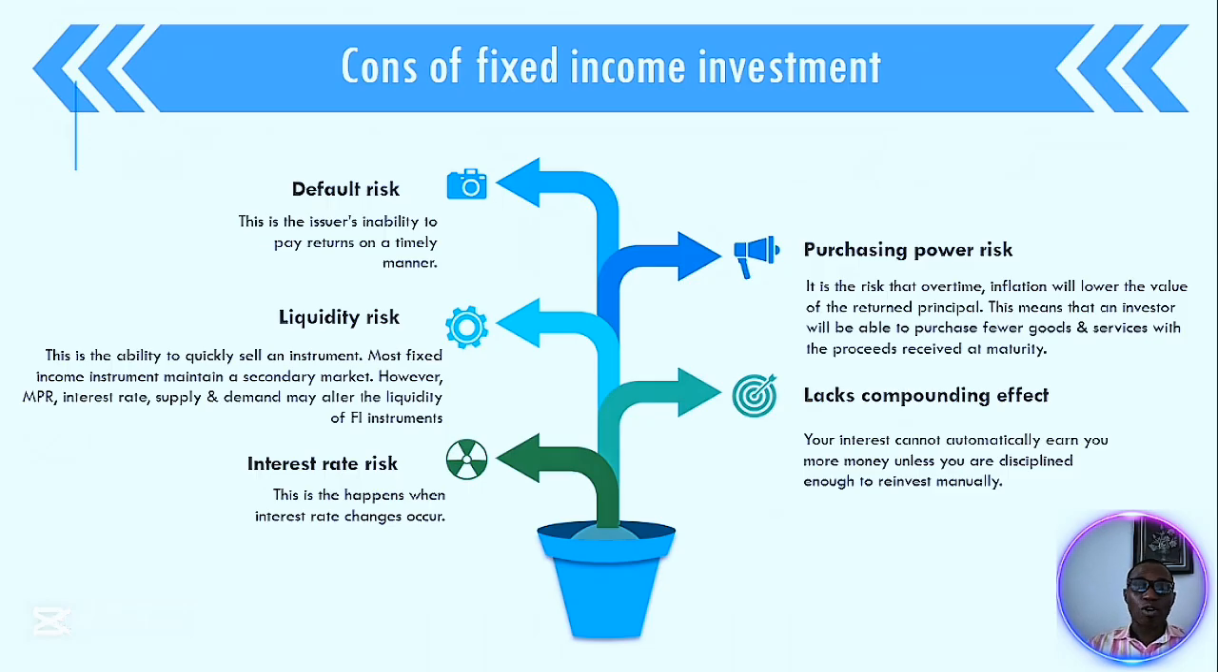So let's talk about the cons, because I will not tell you all the good things about fixed income investments and not talk about the seeming cons, the downside of it, so that you know that every investment has its own risk. Number 1 is what we call default risk. This is the issuer's inability to pay returns in a timely manner. So for instance, you invested in a corporate bond, they said we will be paying twice a year, but unfortunately maybe they delayed or maybe they couldn't pay. That's why you also look at the credit rating, creditworthiness of the company you are investing with.